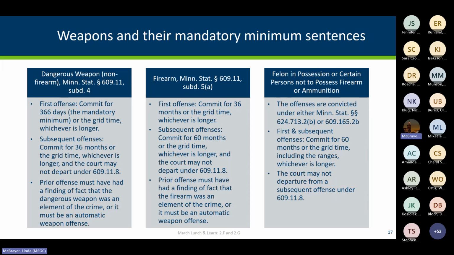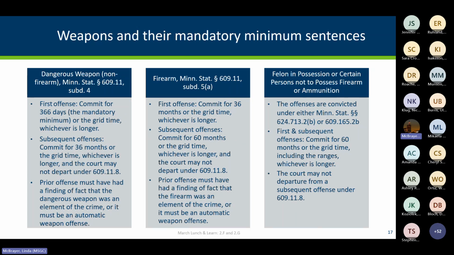So here you have an assault second degree with a firearm, that would be 36 months. If they had a prior assault second degree with a knife, their current offense would still be 36 months because it is not a subsequent under the statute. Same or similar weapons. And think of it more as same or similar category, not weapon type.